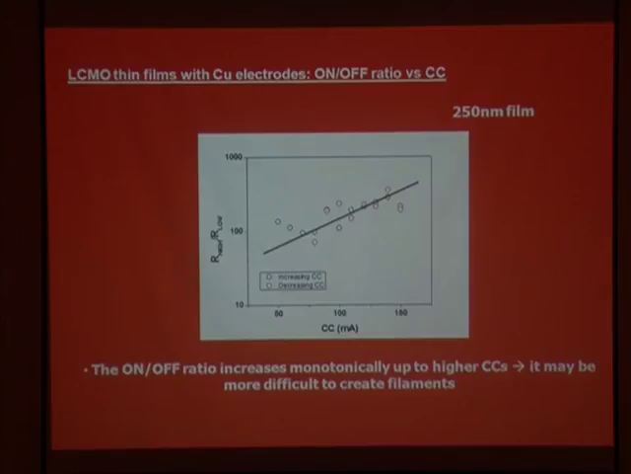And we repeated all these experiments, and we found that the ratio increases monotonically up to higher compliance currents than in the case of the thinner film. This is a 250 nanometer film, and the previous one was a 100 nanometer film. So this seems to be consistent with the scenario we were thinking about.